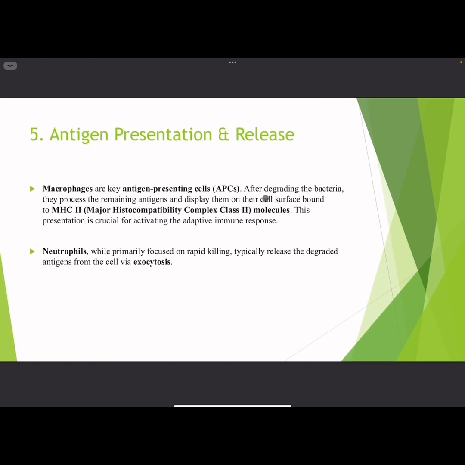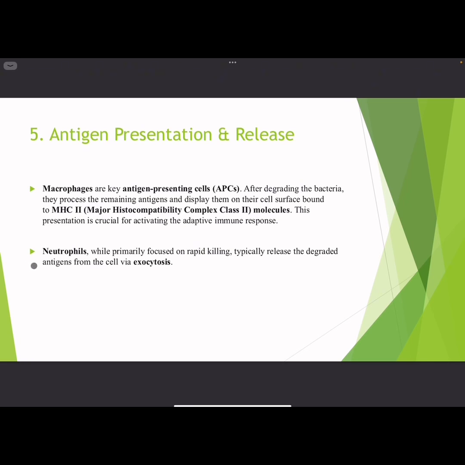After degrading the bacteria, they process the remaining antigens and display them on their cell surface bound to MHC2, which is major histocompatibility complex class II molecules. This presentation is crucial for activating the adaptive immune response.